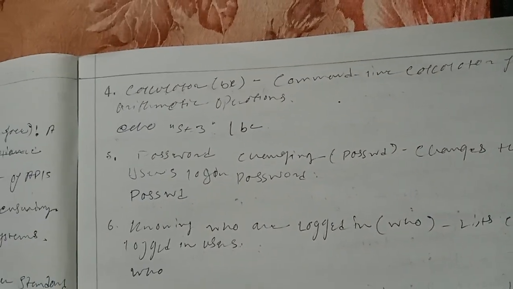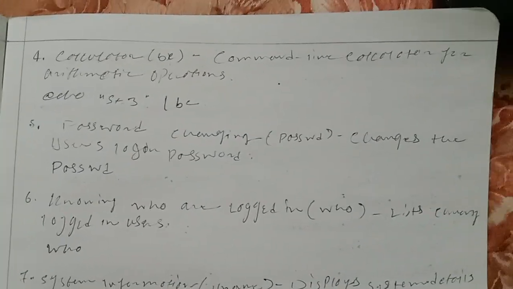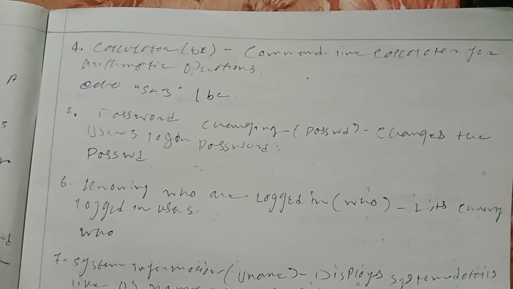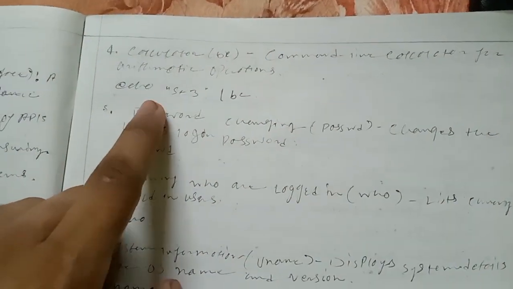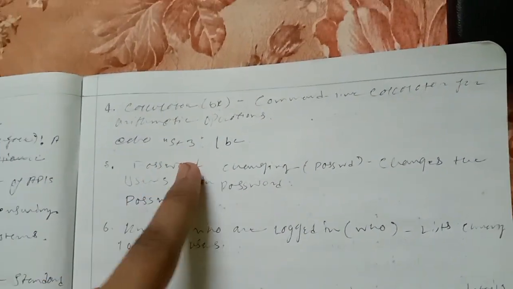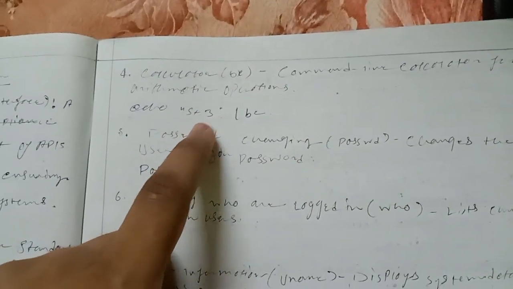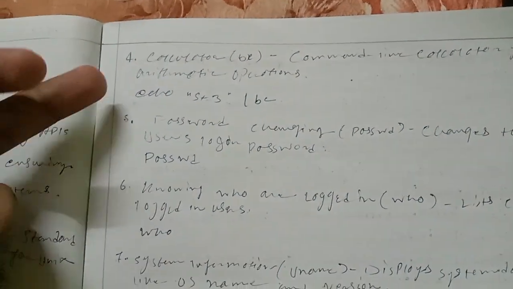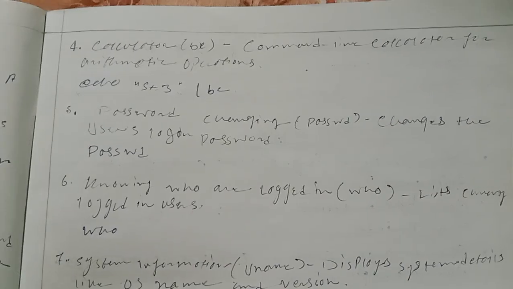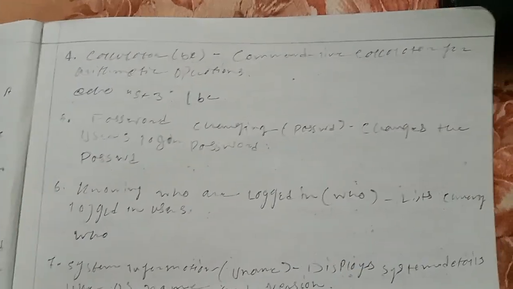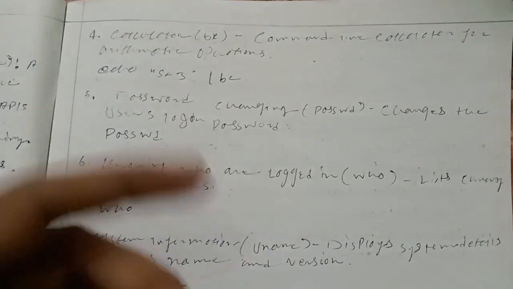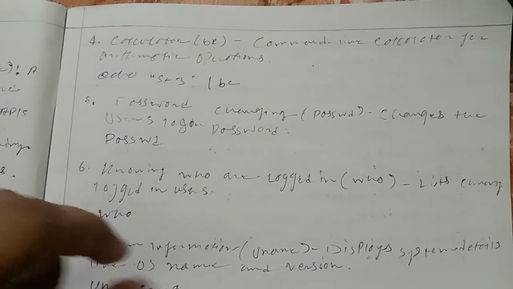After the message display, we have the fourth, that is calculator. In order to use the calculator, we can use the command bc, the command line calculator for arithmetic operations. And the syntax is echo, then the arithmetic operation, whatever you want to see the result of, you have to give it inside double quotes. Like for example, 5 plus 3, you know, it's coming 8. If you don't know, then you don't have to study further. So yeah, jokes apart, let's see how you can use the calculator.